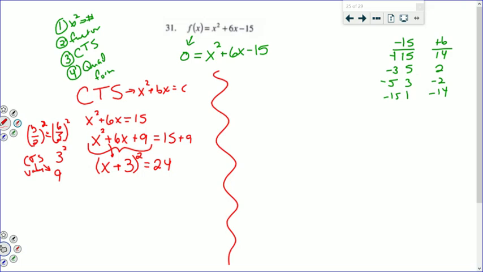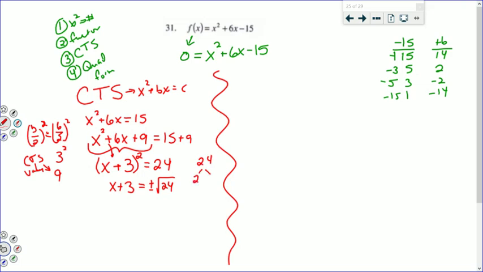So then, our goal is to get x by itself, so we're going to take the square root of both sides, so we get x plus 3, because a square root undoes a square, equals plus or minus square root 24. So from here, we're going to take 24 and make a factor tree for it.